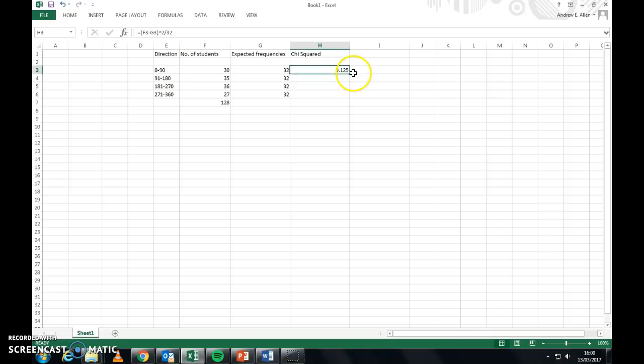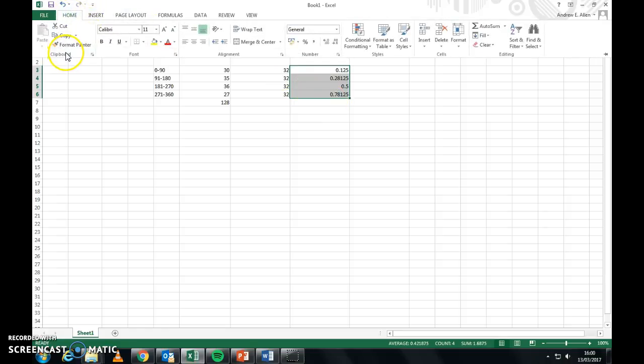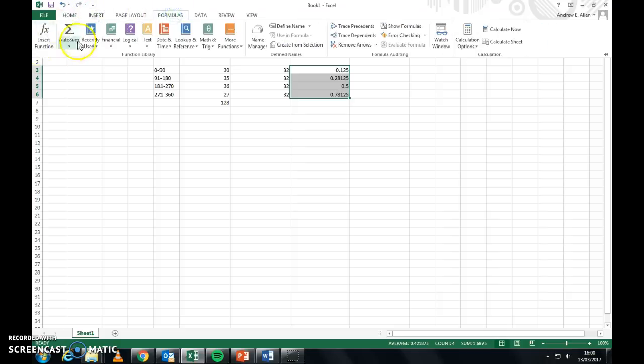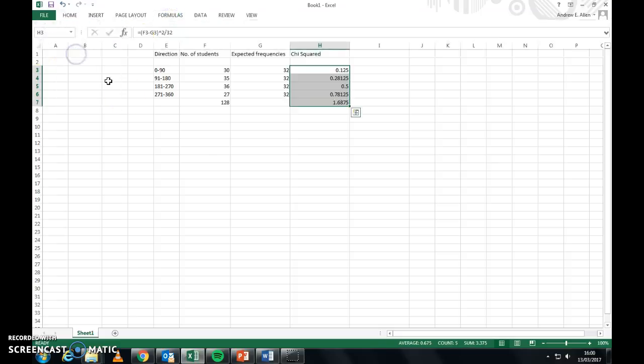So we're going to stretch that formula for the other calculations again by grabbing onto that little green box at the corner, dragging down and hoping it's identified it, which it has. So we've now got our various values there that have to be summed. So if we go to auto sum, there we go. So we now can see that these, when summed together, give us 1.6875, which is a slightly longer version than the one we would have had from the paper calculation.